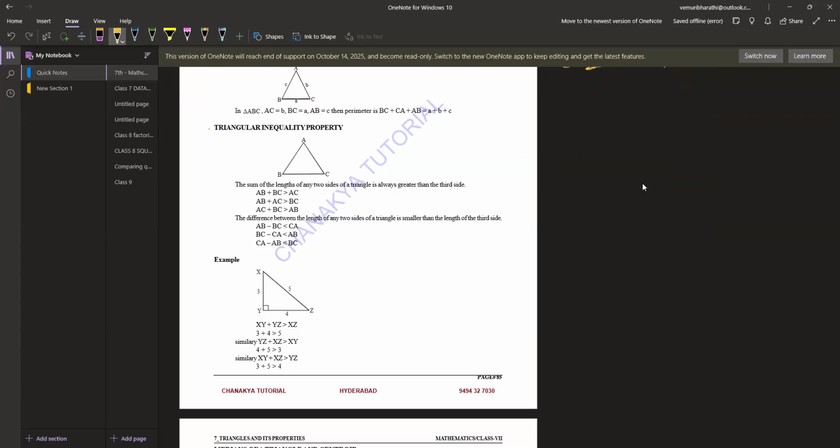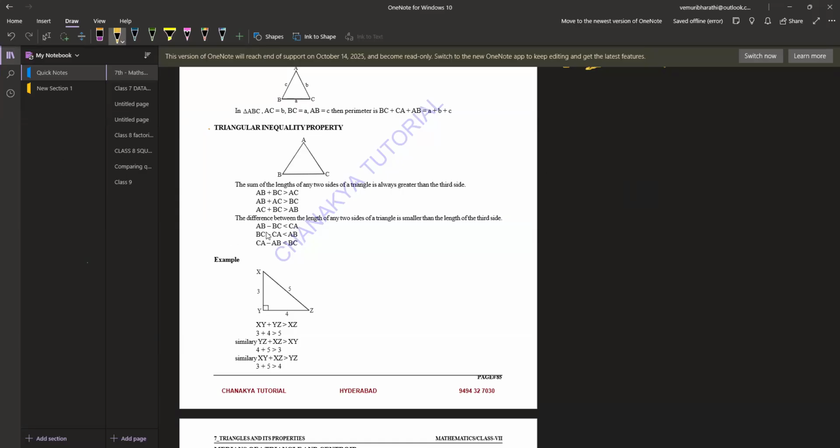Suppose they give a question like this: can we form a triangle using the following sides? What conditions should be satisfied? The sum of any two sides is always greater than the third side. That is one condition. The difference of any two sides is always less than the third side. These are the two very important properties you need to remember for the condition of a triangle. Can I give examples for that?